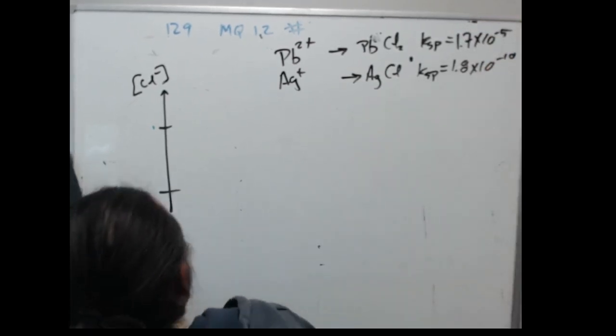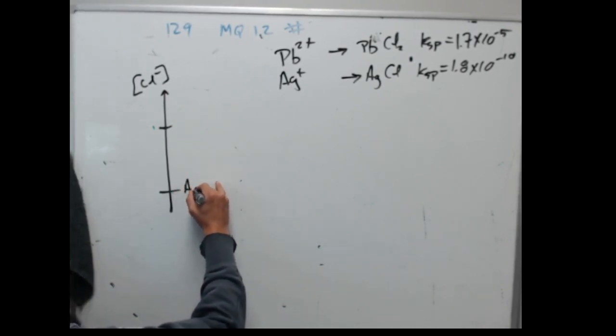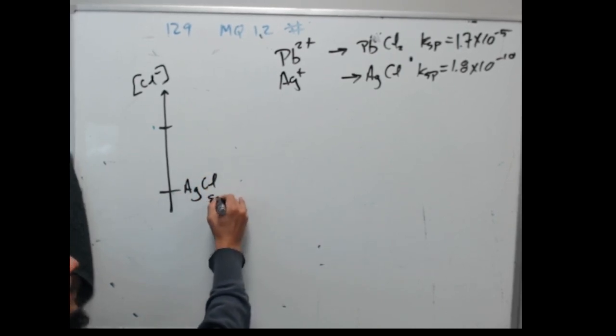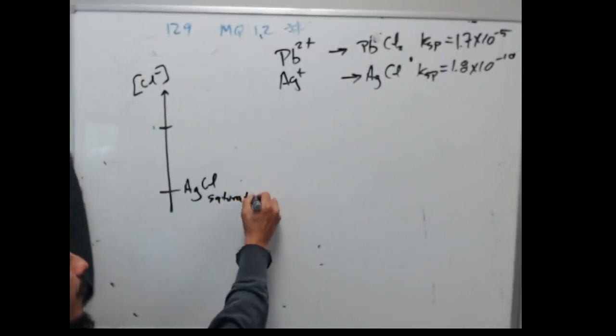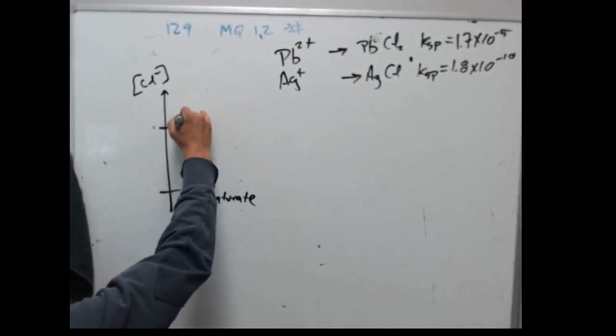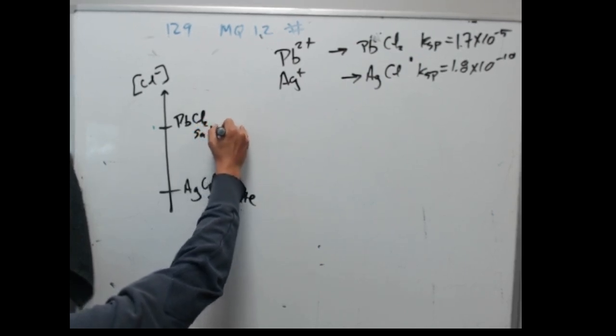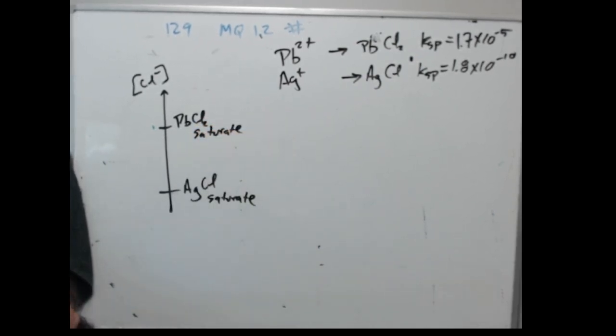So based on this, I would say, okay, the smaller KSP value is the thing that's going to precipitate first. So I think AgCl is going to saturate first because it's got the smaller KSP value. The lead chloride is going to saturate second. So that's that saturation point. That's the important first thing.